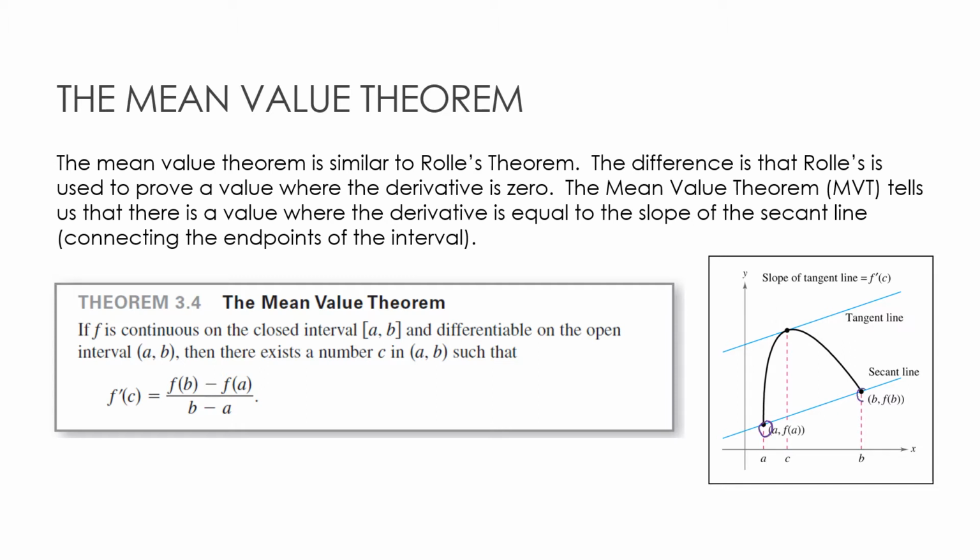Let's say these two are my two endpoints, and whatever this slope is would be the same as this slope up here. So there's some point in between those 2 points where the slope of the tangent line is equal to the slope of the secant line that would connect the endpoints of my interval.